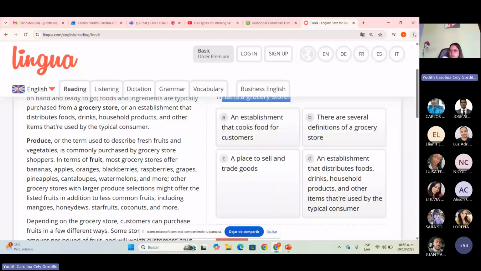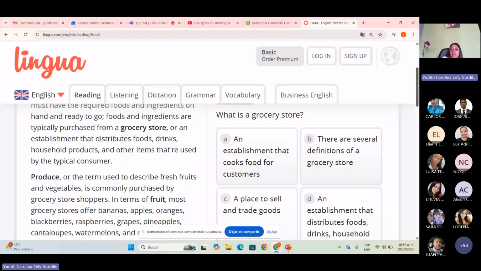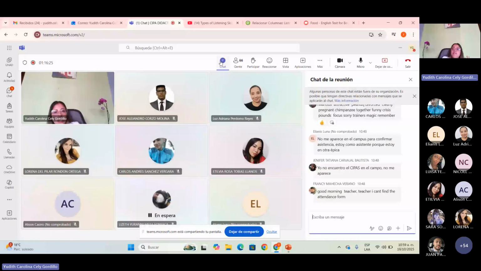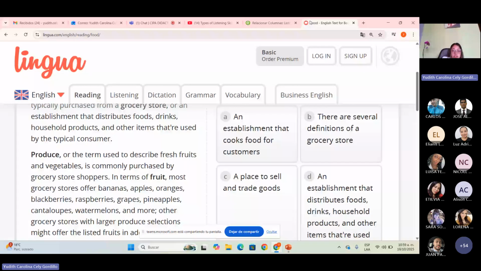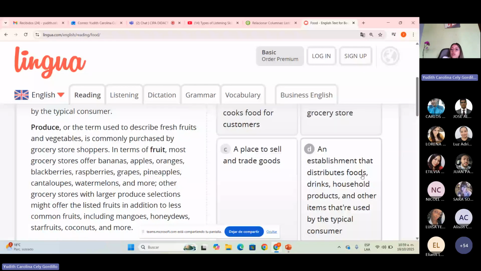We're going to put the zoom. Okay, in the first one, what is the grocery store? You have 4 options. You can write those options in the chat, okay? That is no problem. For example, A, B, C, or D. A, an establishment that cooks food for customers. B, there are several definitions of a grocery store. C, this is the place to sell and trade goods. Or D, an establishment that distributes foods, drinks, household products, and other items that are used by the typical consumer.